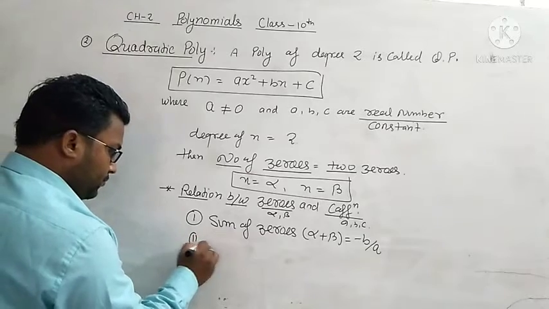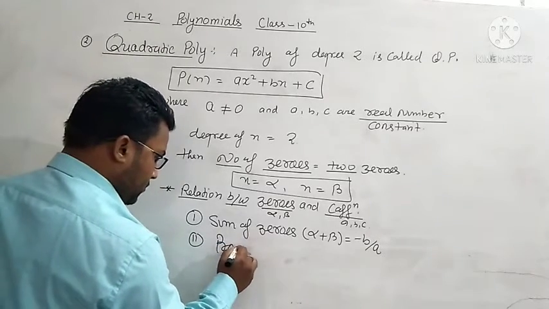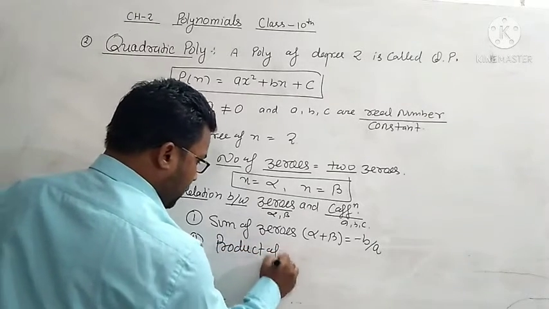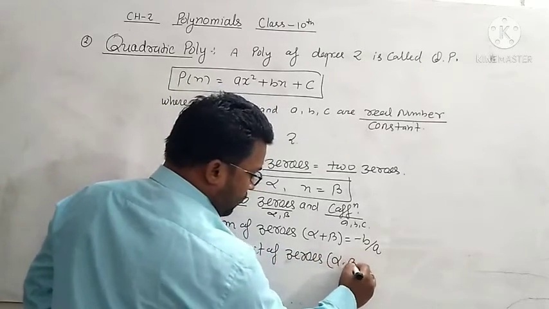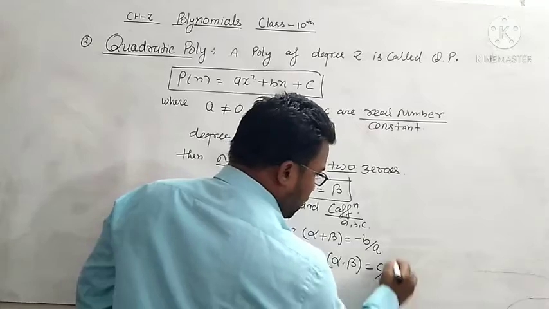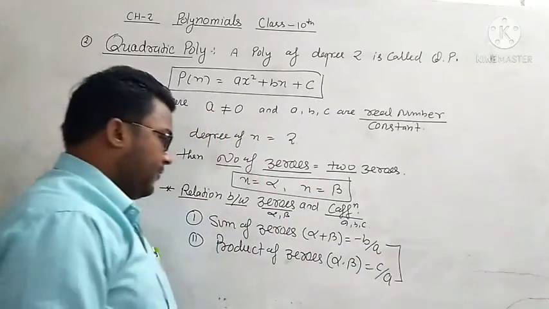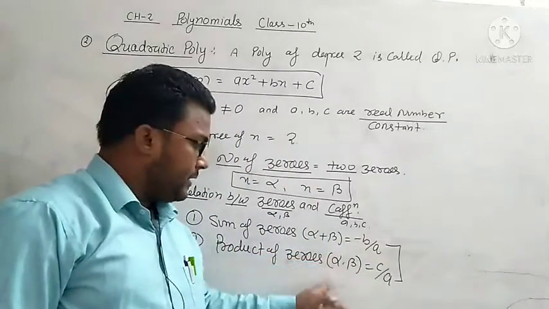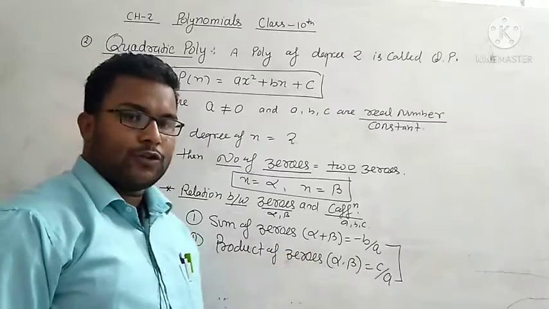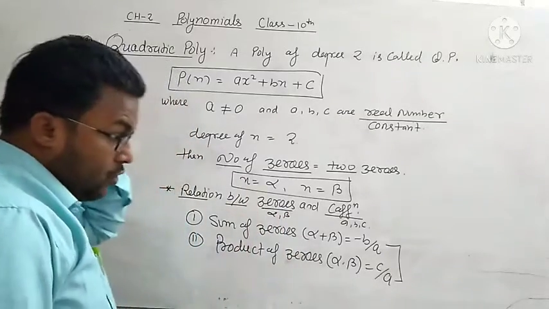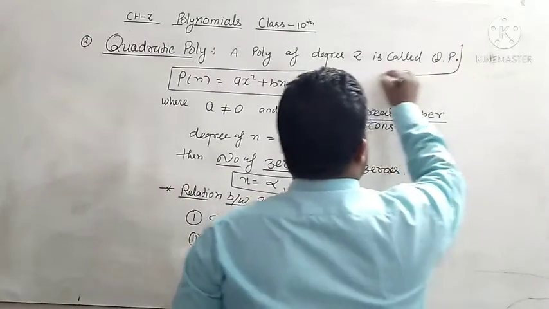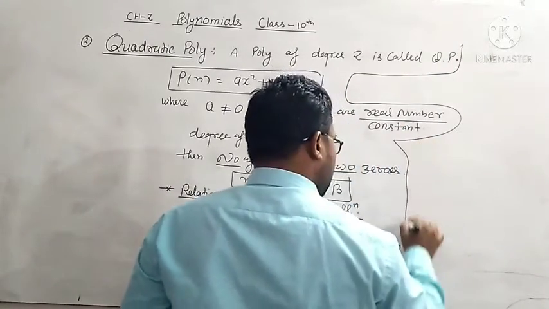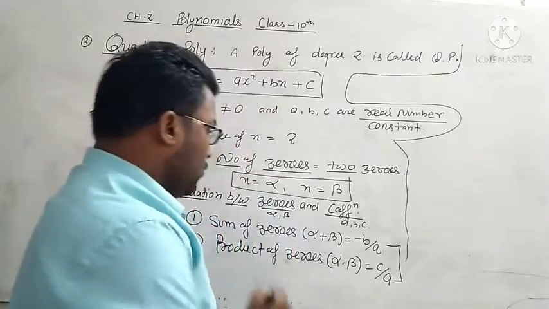Number 2, product of zeros alpha into beta is equal to c by a. So there are two relations between zeros and coefficient. So zeros and coefficient is also defined the relation between two. So first do the question related to this topic.